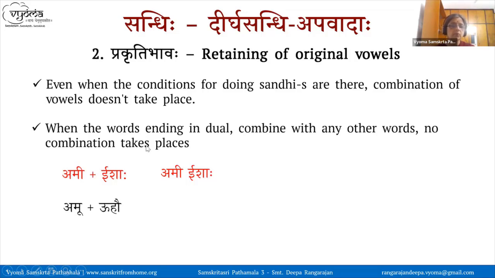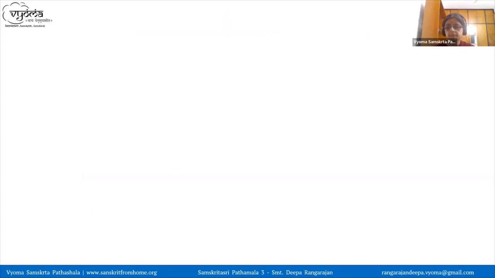The second one is an example of this rule: Amu Uho. The other shabda, which is a pronoun, has the dvivachana Amu. Uhaha is a guess. So those two guesses is Amu Uho. Here we cannot combine them and say Amu Uho. It will remain as Amu Uho.